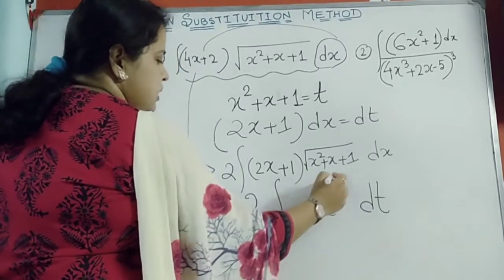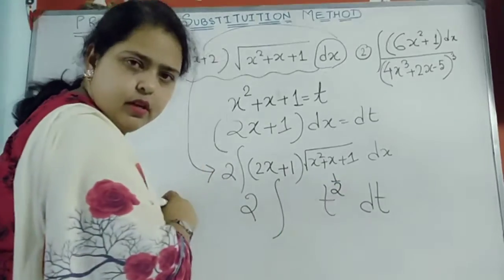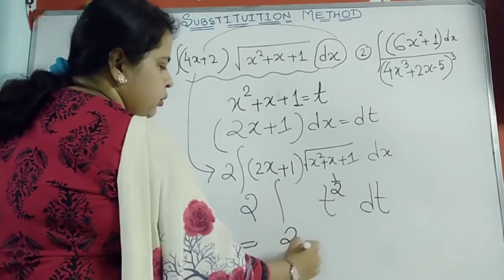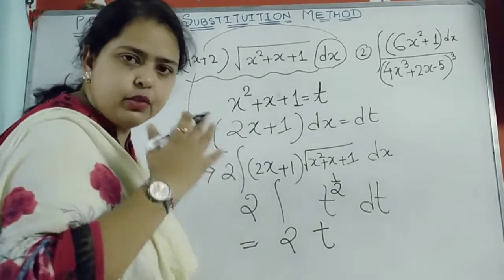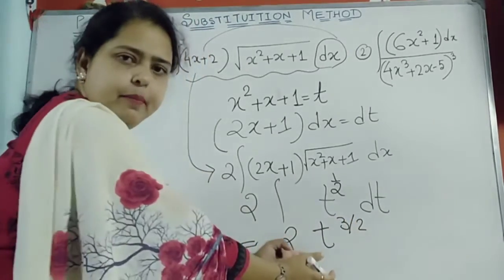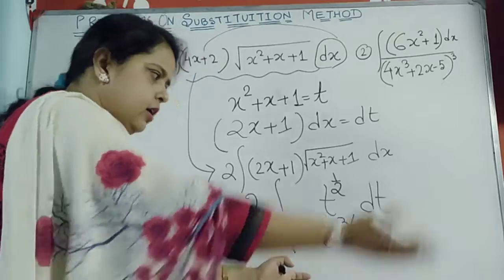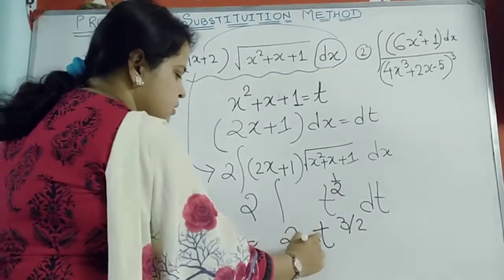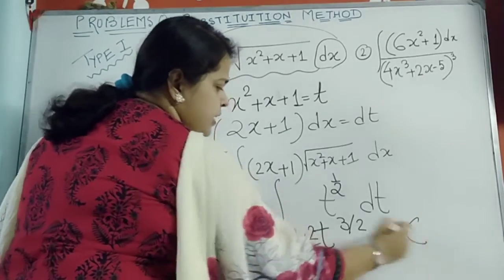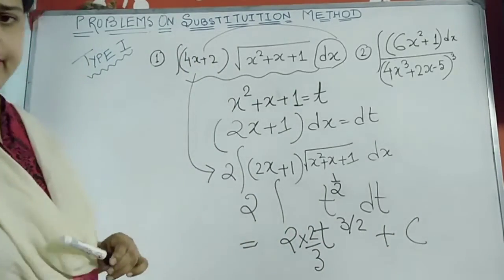See, root t is t to the power of half. Now I'm going to write down the answer as 2 into t to the power of half plus 1, that is 3 by 2. And this 3 by 2 will be coming in the denominator. Now please make it reverse. And never forget to put a c there.